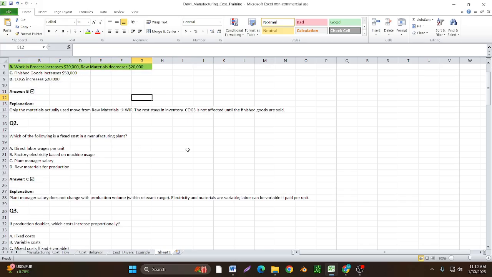Question 2. Which of the following is a fixed cost in a manufacturing plant? Plant manager salary. It does not change with production volume within the relevant range. Electricity and materials are variable. Labor can be variable if paid per unit.